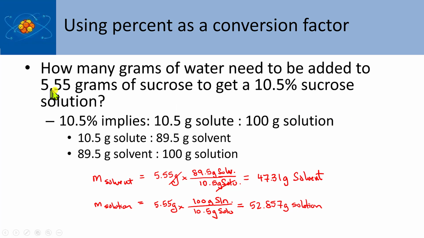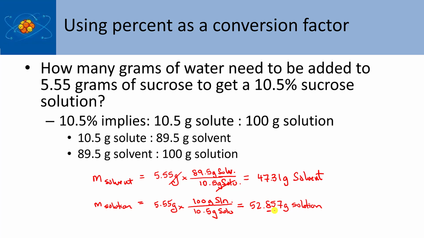isn't to take the 5.55 grams of sucrose and then measure out 47.31 grams of solvent. What we actually do is just put the 5.55 grams of sucrose into a container that's been tared, and then we just add water until we get to 52.857 grams. Probably should be rounded to that place there.